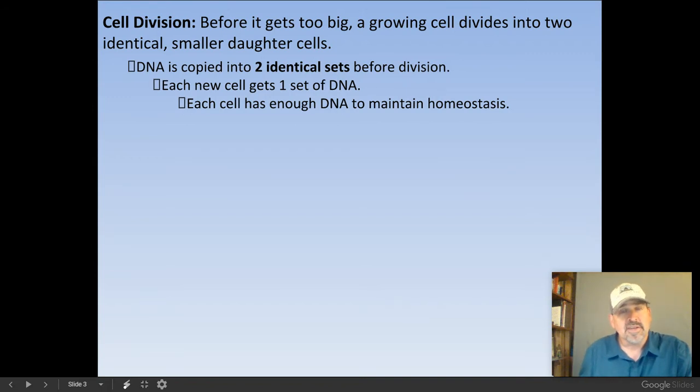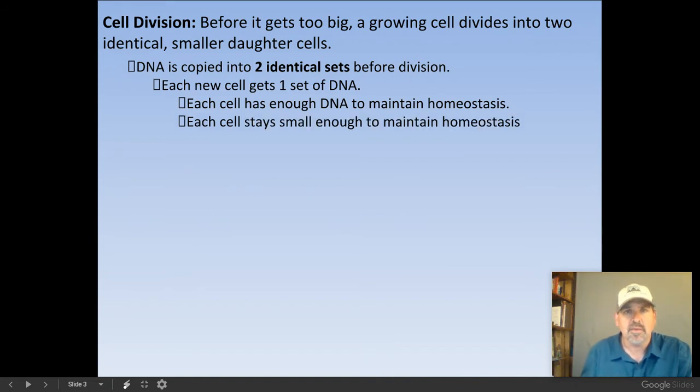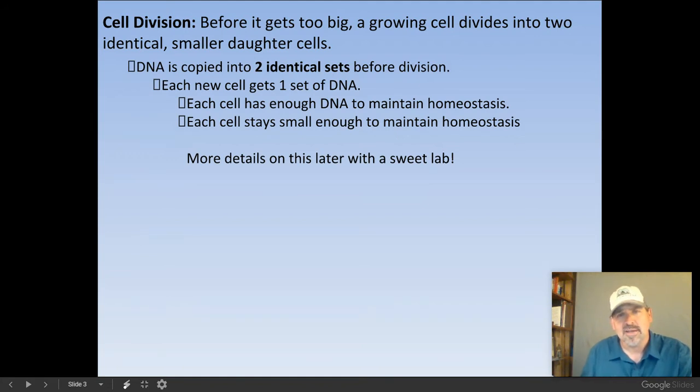When this DNA is copied and the cell divides, each cell has enough DNA to maintain homeostasis, that internal chemical balance. Each cell stays small enough to maintain homeostasis. Unfortunately, because we're doing this distance learning, we will not be doing this lab. That references the lab that you watched another Mr. W do in the video, where he soaked the agar cubes in the vinegar and they went from pink to white.